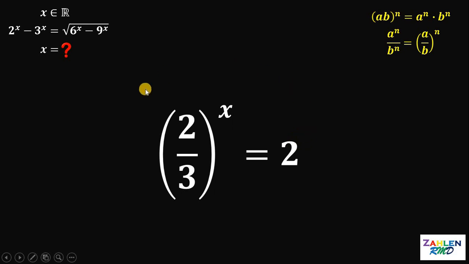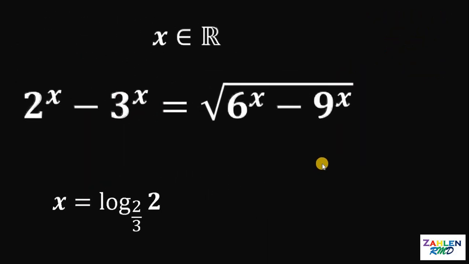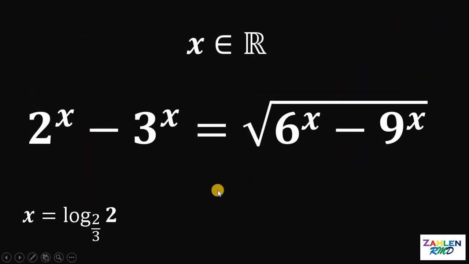Now again, our goal is to solve for the value of x. And take note that if we have an exponential equation b raised to n equals a, it can be converted into a logarithmic equation n equals logarithm of a to the base of b. Therefore, we can rewrite this exponential equation into a logarithmic equation as x equals logarithm of 2 to the base of 2 over 3. Now, we found one real value for x. And the question is, is this the only real value for x?